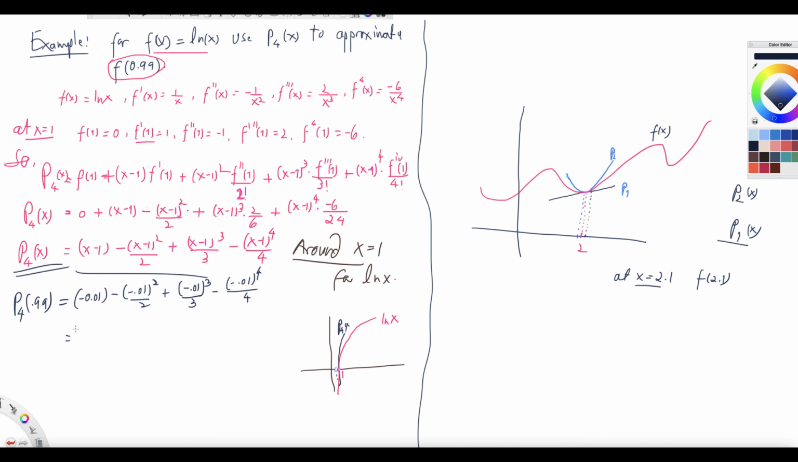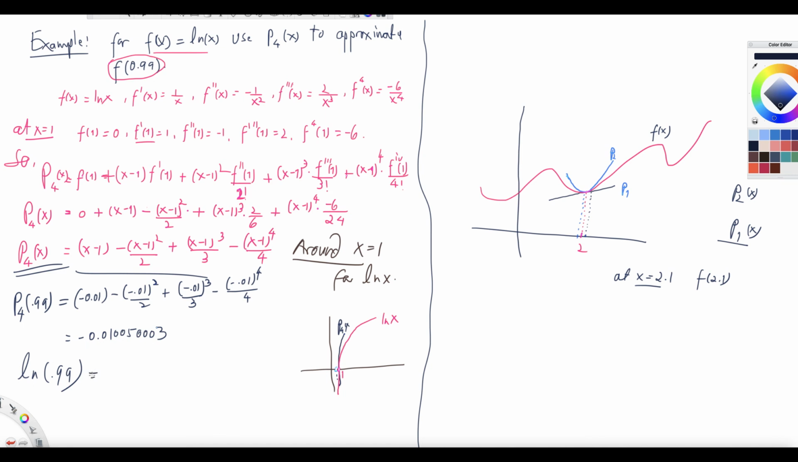That's what I got. So the value I got here is negative 0.01. Now, what is the exact value, what is natural log of 0.99? Let's find out. So let me write. The value of P4(0.99) is negative 0.01005033. That's so many decimals.